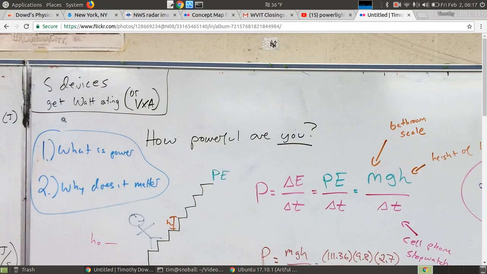So you can kind of guess from this equation what's going to matter. Having more mass is going to require more power to get up the stairs. Going higher is going to require more power. Since delta T is on the bottom, the more delta T you have, the more time it takes you, the less power it's going to be. So we're going to run up the staircase, we're going to time ourselves, we're going to weigh ourselves, and learn about the height of the staircase. And that's going to get us the power that we exert.